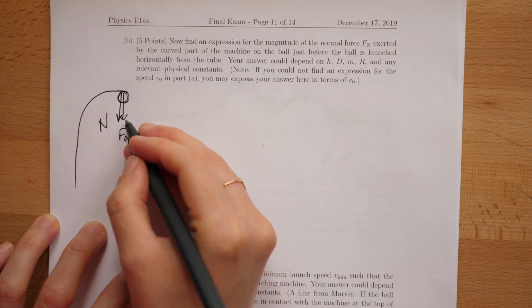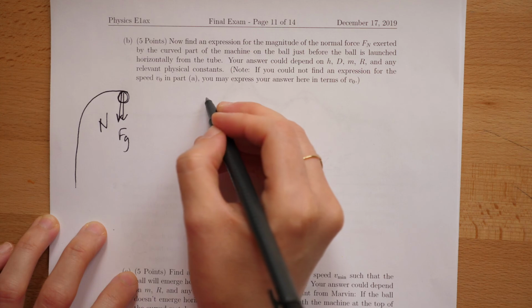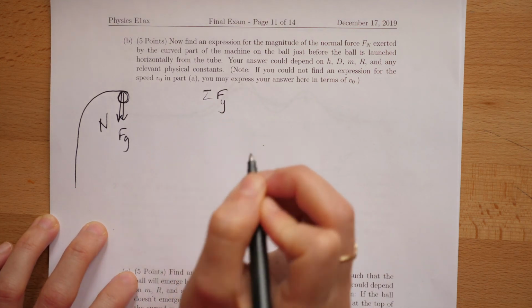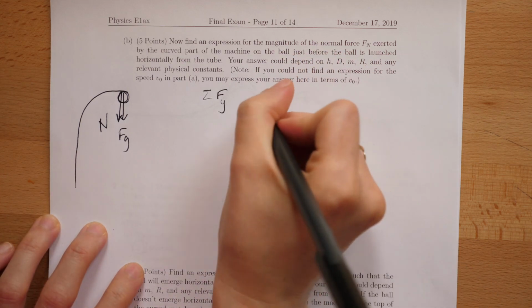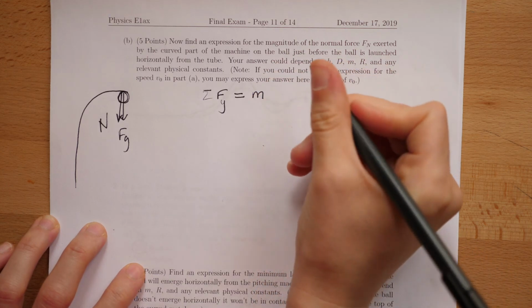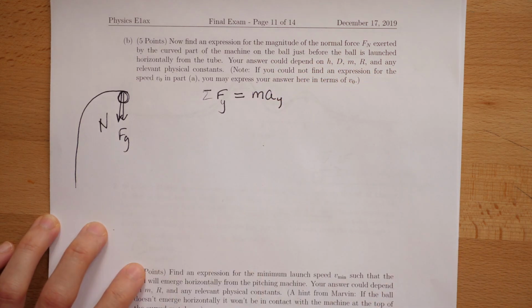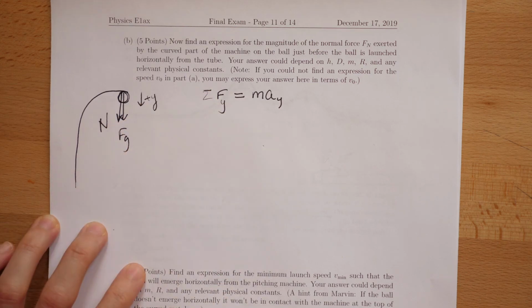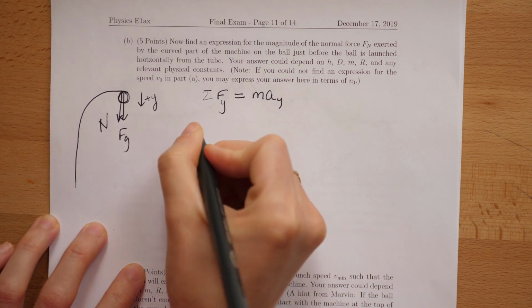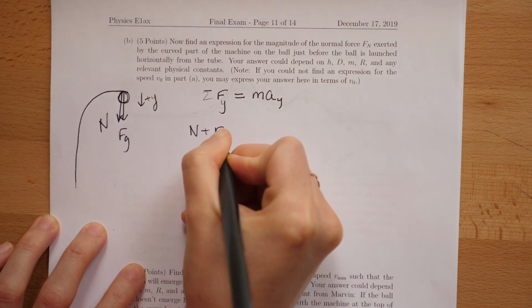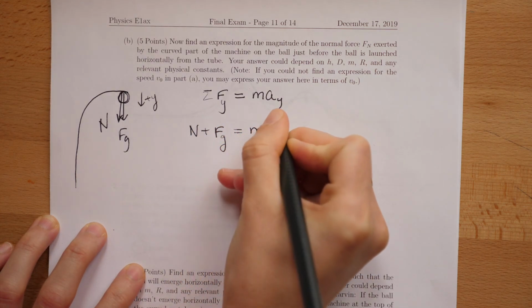To figure out what that is, we better sum the forces. And in this case, that's in the y. They're all in the y direction. There's nothing in x. And that's going to be equal to the mass of the ball times the acceleration of the ball in the y direction. Let's say that this is the positive y direction. So this will be the normal force plus the force of gravity is m times a_y.